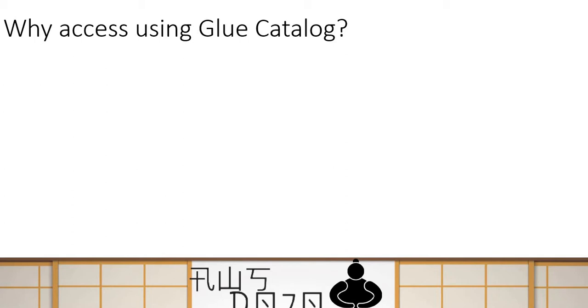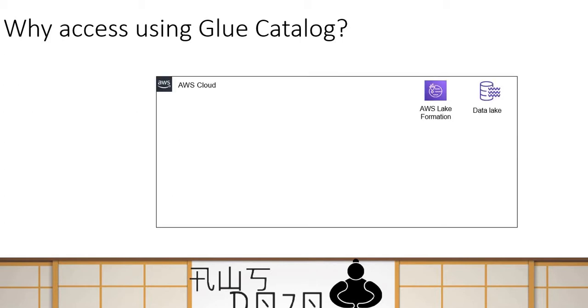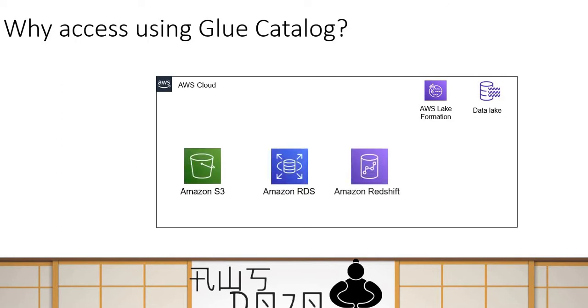This is something I have tried to cover in almost all of my data lake related tutorials, because having a Glue Catalog is super important. So suppose you're setting up a data lake in AWS and you have your data spread across multiple data sources, be it S3, RDS, Redshift, DynamoDB.